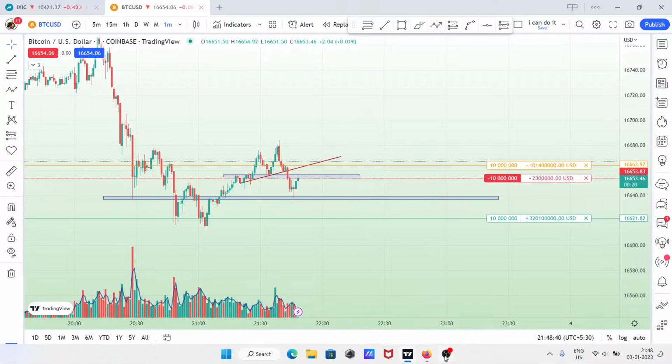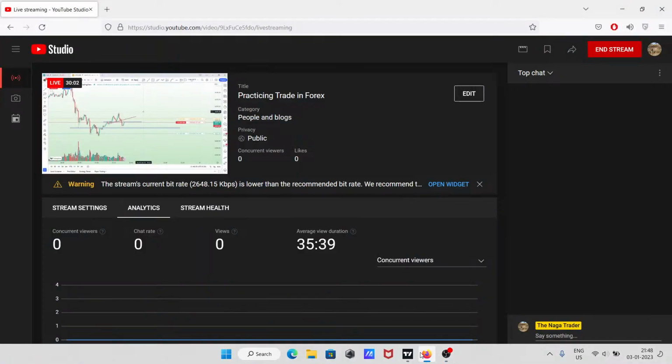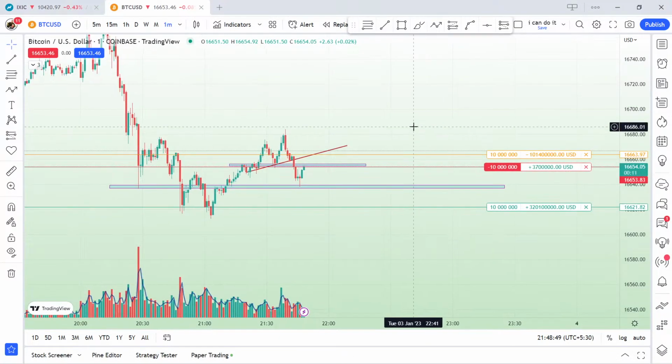I think this will be the last trade. I'm getting a little tired now. It's 30 minutes. Fine. This will be the last trade. So now, in 30 minutes, we have taken two trades.